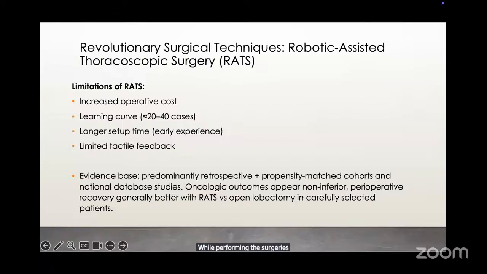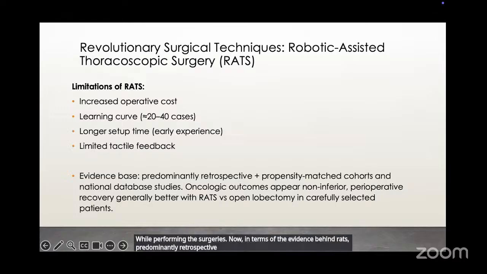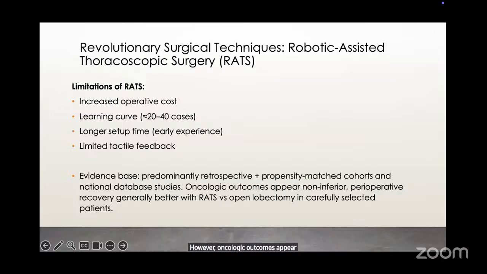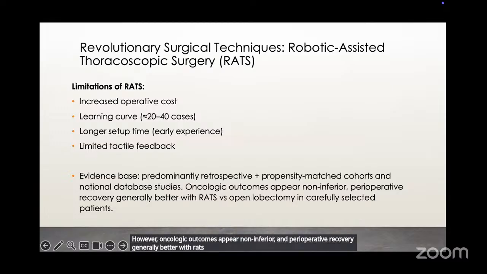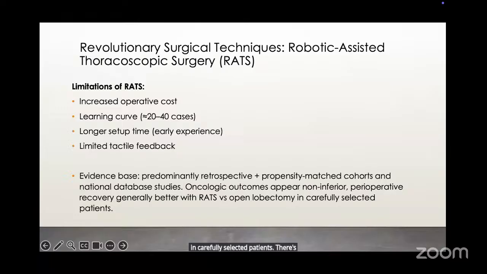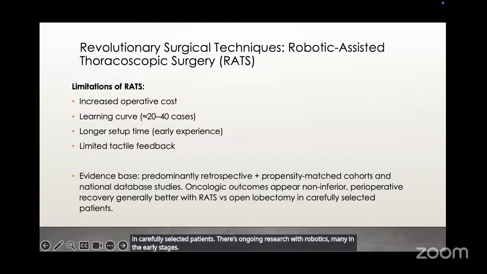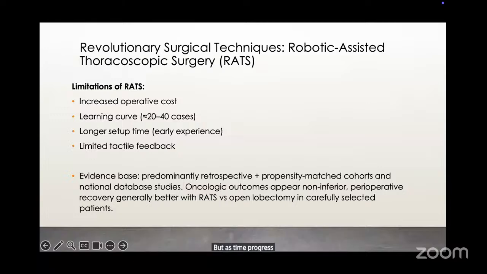Now, in terms of the evidence behind RATS, it is predominantly retrospective and propensity matched cohorts and minimal database studies. However, oncologic outcomes appear non-inferior and perioperative recovery generally better with RATS compared to open lobectomy in carefully selected patients. There's ongoing research with robotics, many in the early stages, but as time progresses, we will see more level 1 evidence coming out to support the use of RATS in surgery for lung cancer patients.